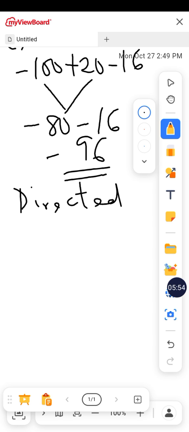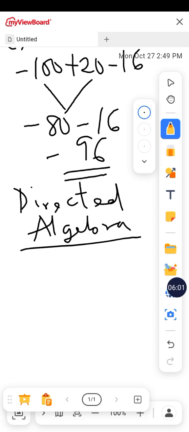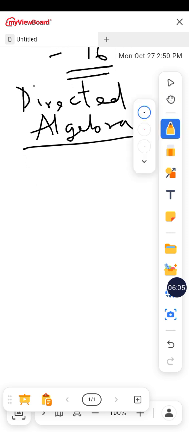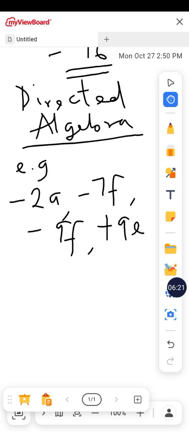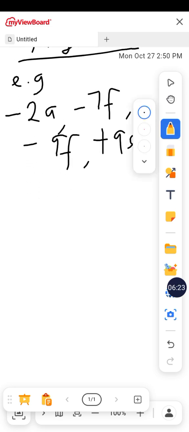So you just apply directed algebra. They are algebras that have sign, they have sign in the front. Examples of directed algebra will be something like this: negative 2a, negative 7f, negative 9f, plus 9e, and so many others. So how can we apply this concept of addition and subtraction of directed numbers to directed algebras?